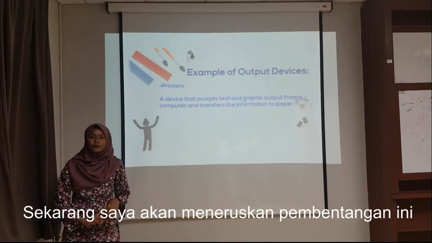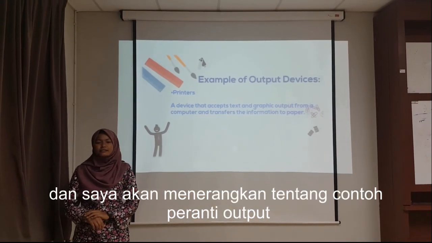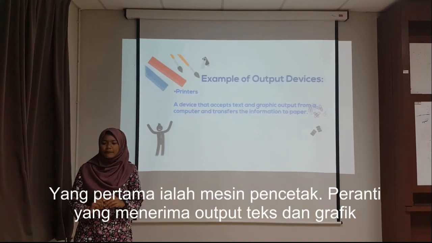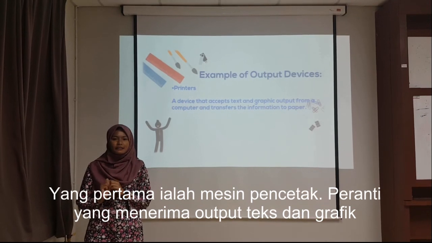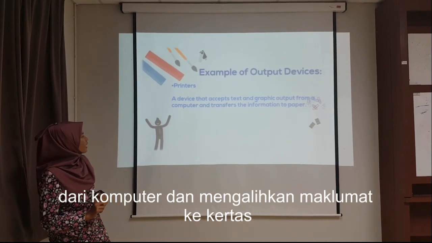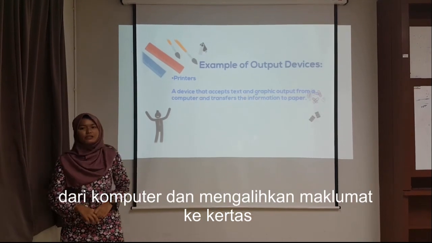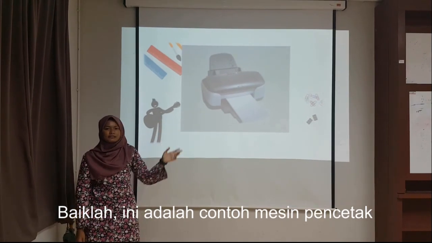Now I will continue the presentation and explain about examples of output devices. The first one is the printer. A printer is a device that accepts text and graphic output from a computer and transfers the information to paper. This is an example of a printer.